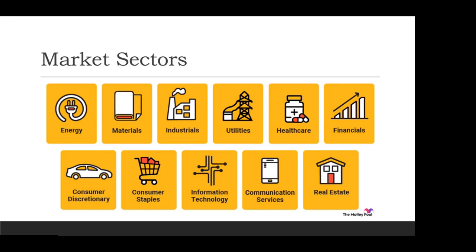The next sector is materials. The materials sector includes businesses involved in the manufacturing of construction materials, chemicals, paper, and glass. That would also include the mining companies. The next sector I will talk about is the industrial sector.